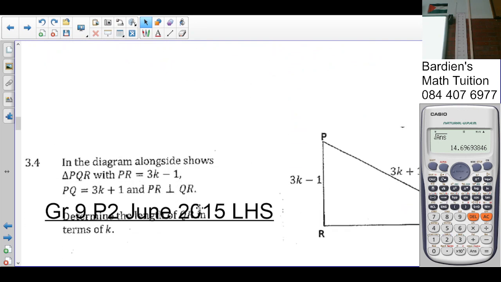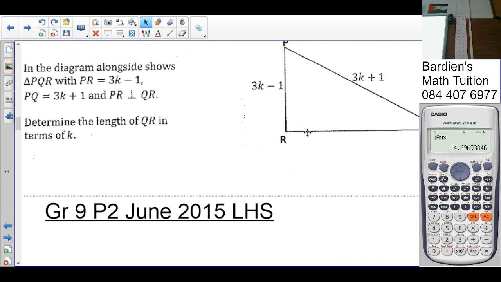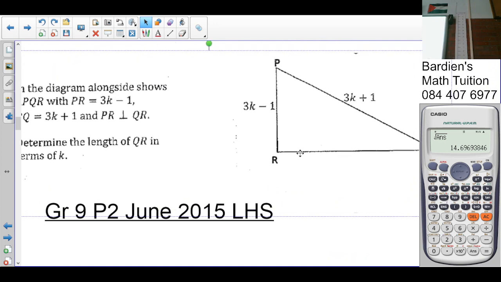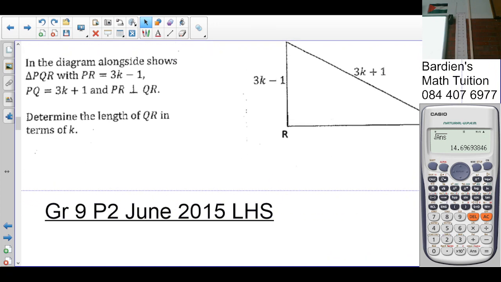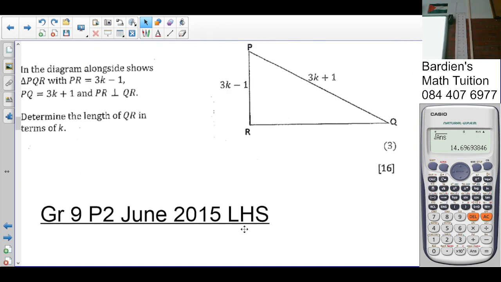Then in 3.4 we are told that in the diagram alongside, if you guys are talking in the background, it's making it very difficult to teach like this.